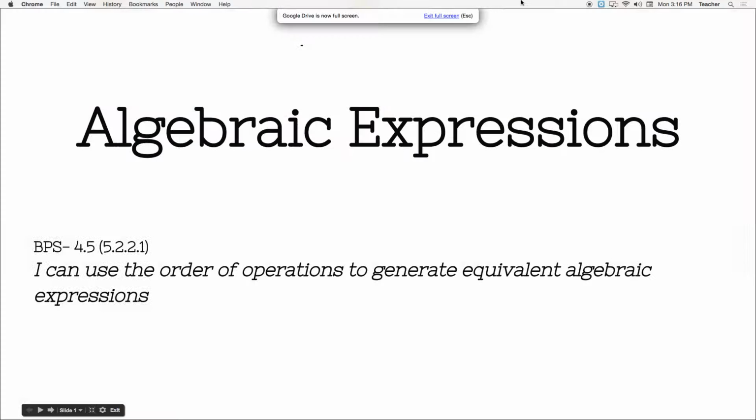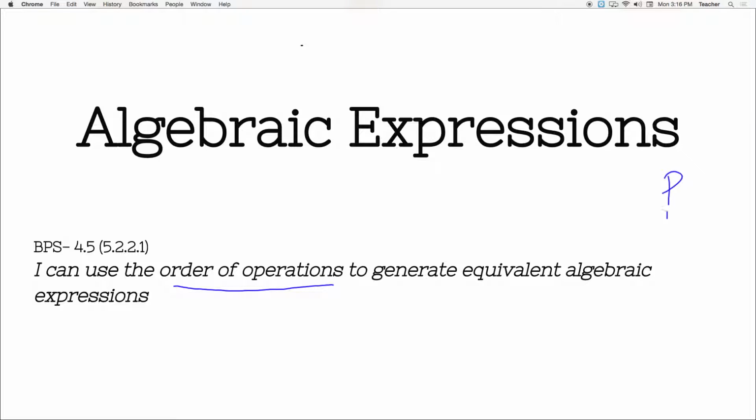Today we're going to learn about algebraic expressions. So in your notebook, write down your I can statement for the night. I can use the order of operations to generate equivalent algebraic expressions. So remember when we say order of operations, we mean that PEMDAS process that we learned about a few chapters ago.